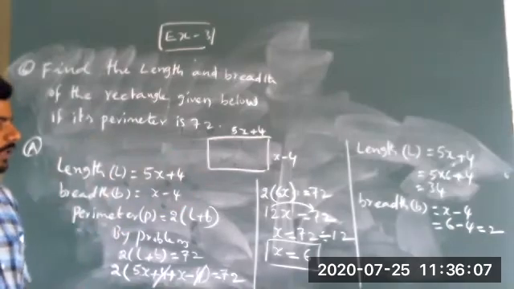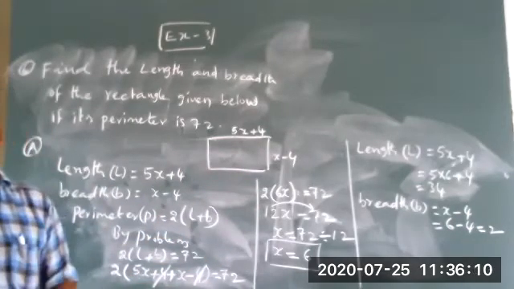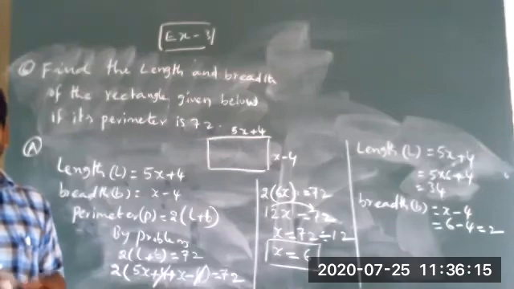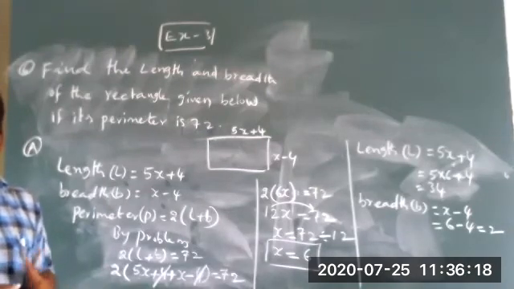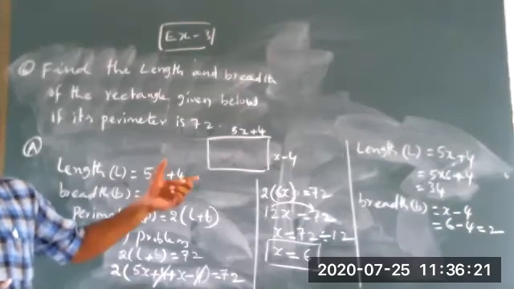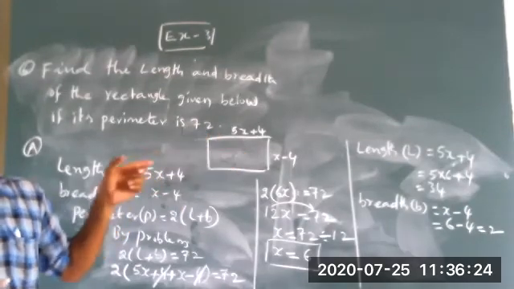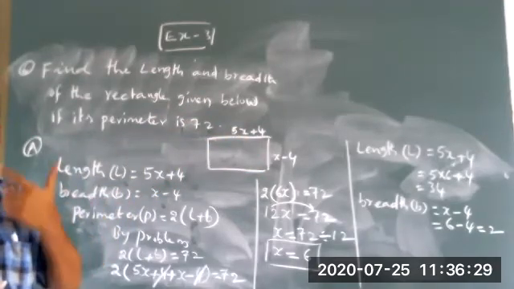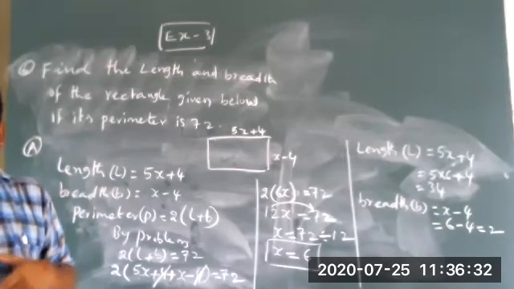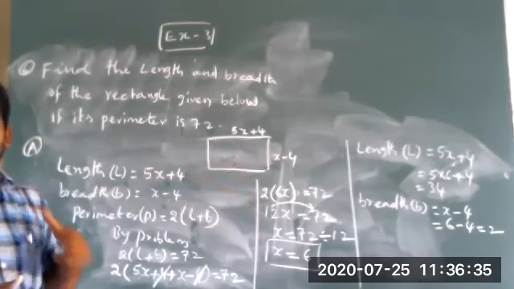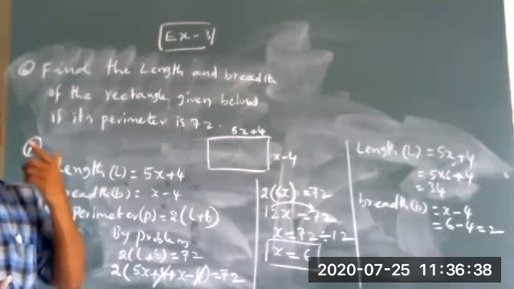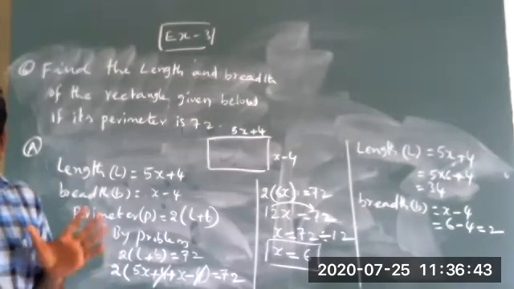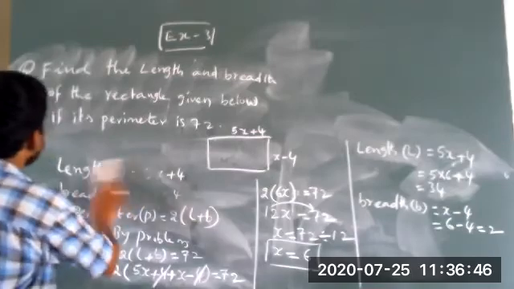So 2 of 6x equal to 72. 2 of 6x means you have to do multiplication, 2 sixes are 12x equal to 72. That 12 goes to the RHS side, it will be divided by 12. So x equal to 6, we get x value equal to 6. Take L, what is that? 5x plus 4. Substitute the x value in 5x plus 4, we get 34. So finally, length equal to 34. And breadth x minus 4, take 6, substitute in x value, 6 minus 4 is equal to 2. So finally we get length equal to 34 and breadth equal to 2. Clear, children? Right. Next problem, that is the 7th one.